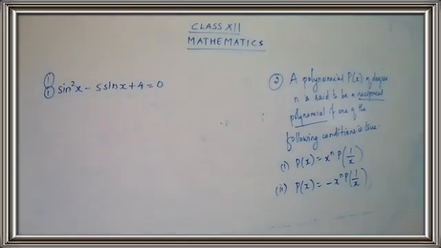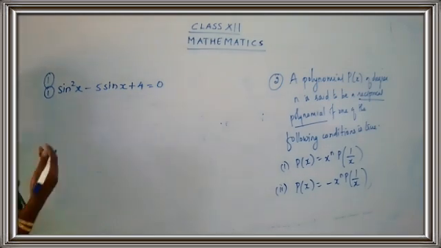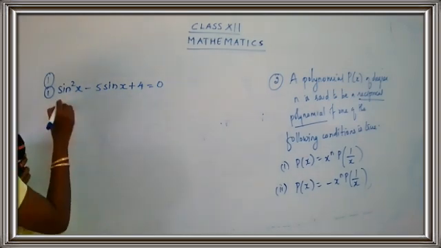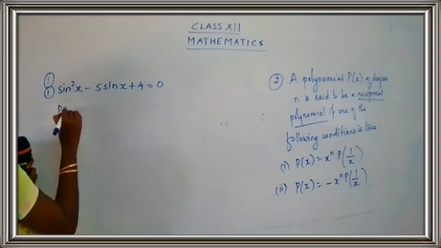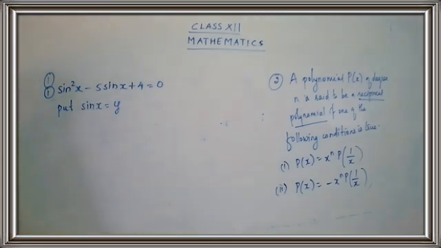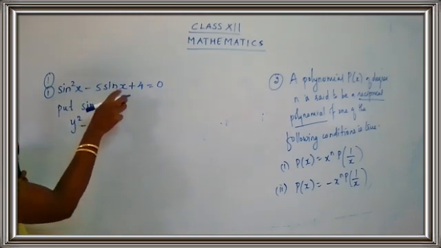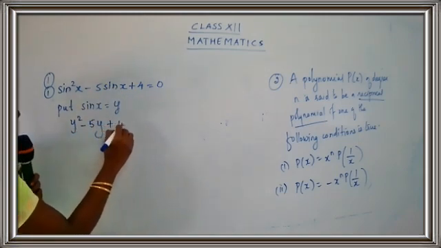Okay, have you done? Now, here we have an equation with sine, and we cannot factorize this equation with the trigonometric functions. So what we are going to do is assume this sin x as y. Put sin x is equal to y. Wherever you have sin x, you are going to put it as y. Sine square x turns to be y square, minus 5 sin x is minus 5y, plus 4 is equal to 0.